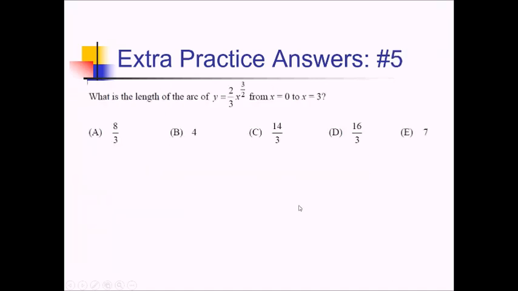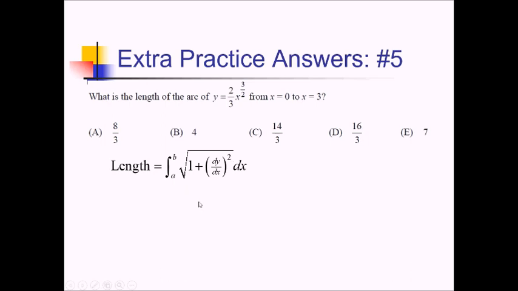For this no calculator problem, I want to find the length of 2/3 x to the 3/2 from 0 to 3. So let me start by getting my general setup here. Since I'm doing this with respect to x, I have the integral from a to b of square root of 1 plus dy over dx with a dx outside, and that inside is being squared, that dy over dx.